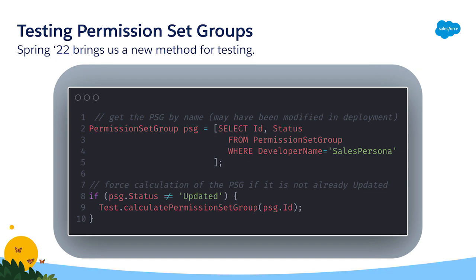Our crack team of POs and engineers has given us this solution. On this slide, you'll see 2 things. First, a query for the permission set group object, asking for the ID and its status field. If that status field doesn't equal updated, we'll then call a new Spring 22 method on the test namespace called calculate permission set group with the permission set ID as its parameter. This forces the permission set group to recalculate its properties and ensure that any further testing applies up-to-date permissions.